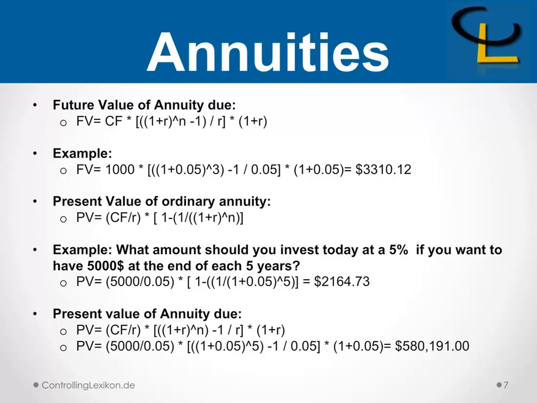The second one is future value of annuity due, and the formula is future value equals cash flow multiplied by 1 plus R to the power of N minus 1 divided by R, all of this multiplied by 1 plus R. An example: future value equals 1,000, which is the cash flow, multiplied by 1 plus 5% to the power of 3 minus 1 divided by 5%, and all of this we multiply by 1 plus 5%, and we get $3,310.12.